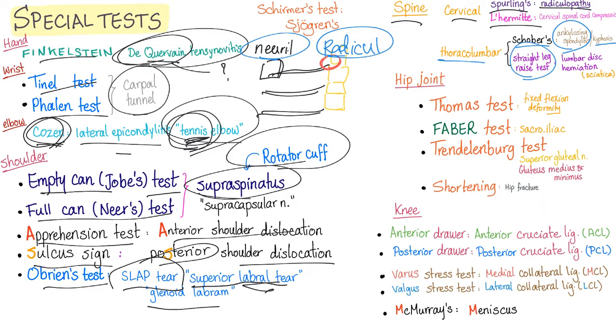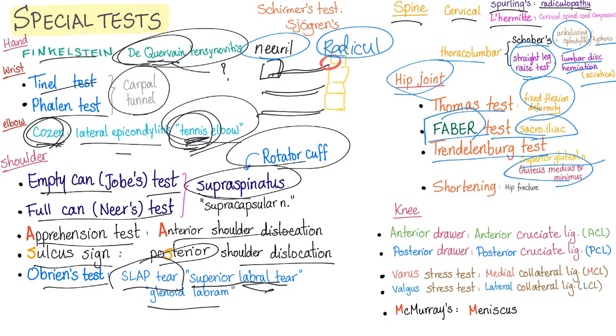For the thoracolumbar spine, there is the Schober's test for ankylosing spondylitis and kyphosis, and the straight leg raise test for lumbar disc herniation, also known as the dreaded sciatica. Hip joint, we have the Thomas test for fixed flexion deformity, the FABER test, which is an acronym for sacroiliac problems, Trendelenburg test for superior gluteal nerve injury, which will have a defective gluteus medius and gluteus minimus muscles. Shortening of the hip. One leg is shorter than the other, believe it or not. Hip fracture, don't ever miss that.